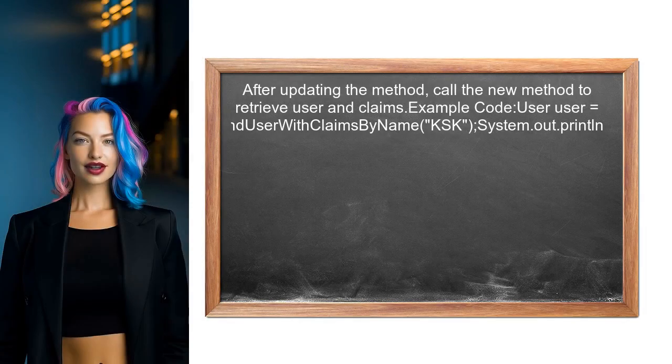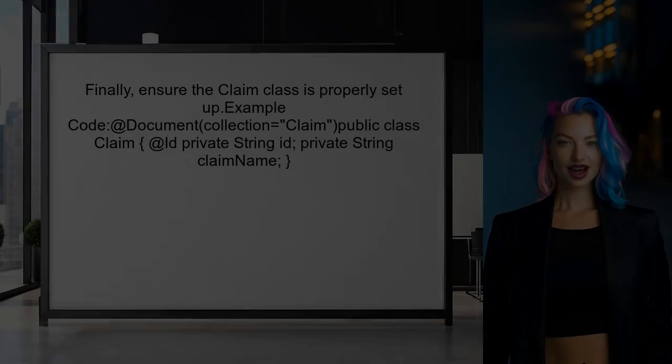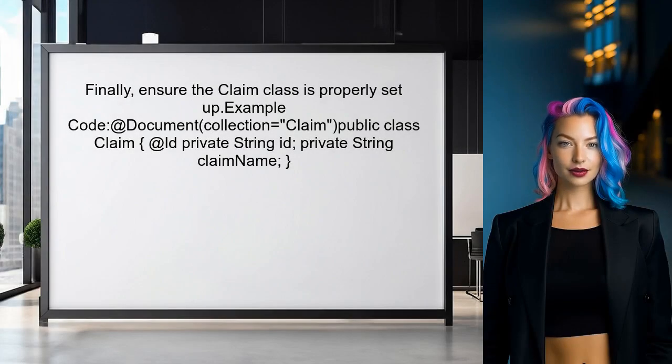After updating the method, the user can call this new method to retrieve the user and their claims. This will return a user object that includes the claim details directly. Finally, the user should ensure that the claim class is properly set up to handle the data returned from the database. This includes having the necessary fields and annotations.